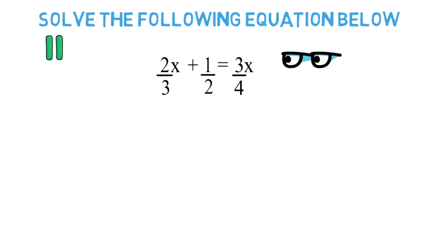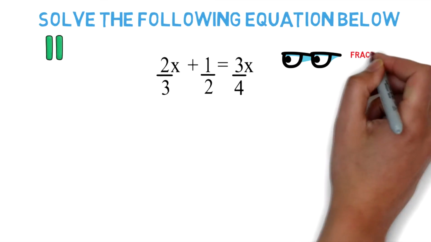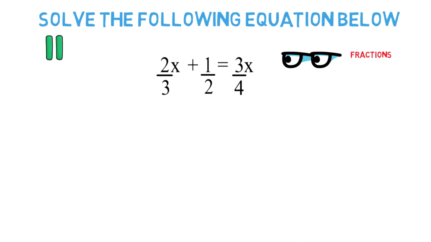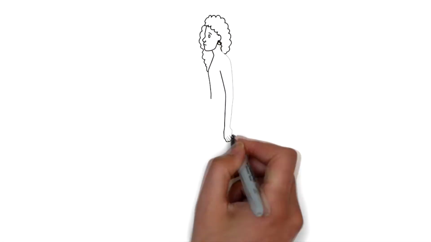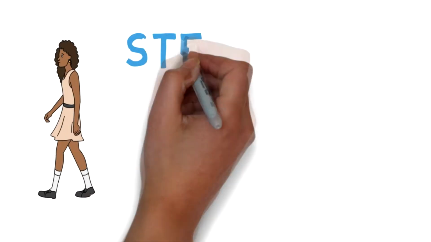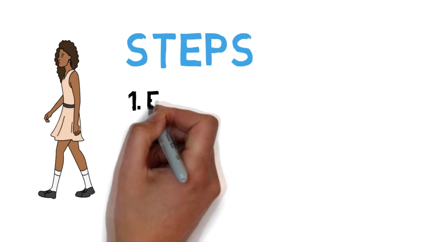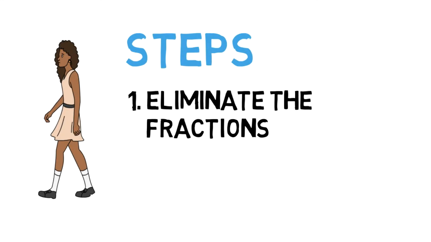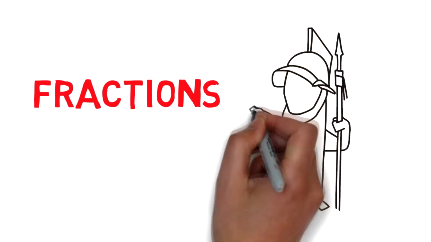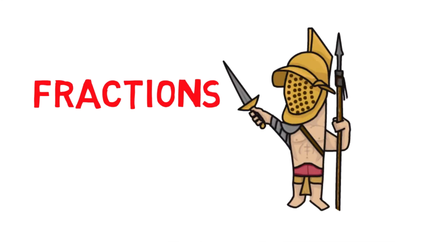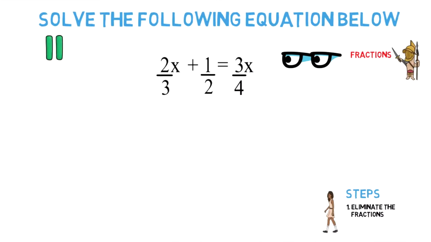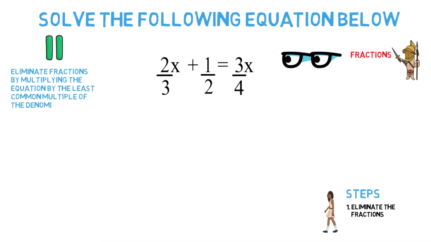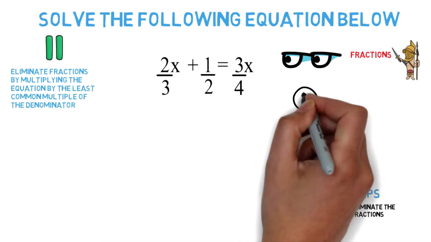One of the first things you should notice is that this is a fraction type equation problem. So here is one example of some steps you can use to solve this problem. It begins with the first step, which is to eliminate the fractions. Some teachers say fractions are your friend, but you should eliminate these fractions. You should fight them at any chance you get. So how do you eliminate the fractions? Well, you can eliminate fractions by multiplying the equation by the least common multiple of the denominators.